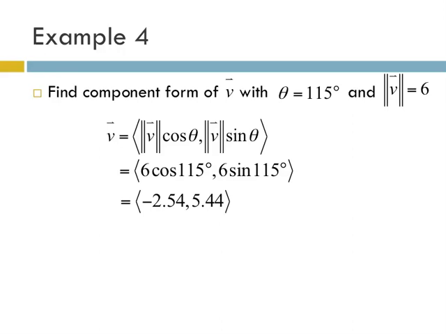If you use the reference angle, you do 180 minus 115 to get the reference angle, and you'll end up with 2.54, 5.44. Then you'll just need to take into account that you're using a reference angle, and that's only for reference, so we need to determine whether things are positive or negative. And because we're in quadrant 2, you tack on the negative onto the x component. And that is it for today.